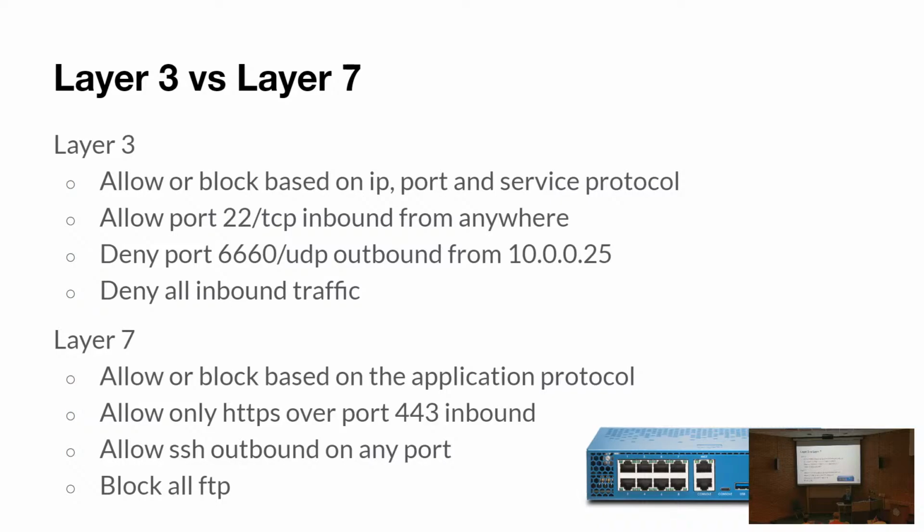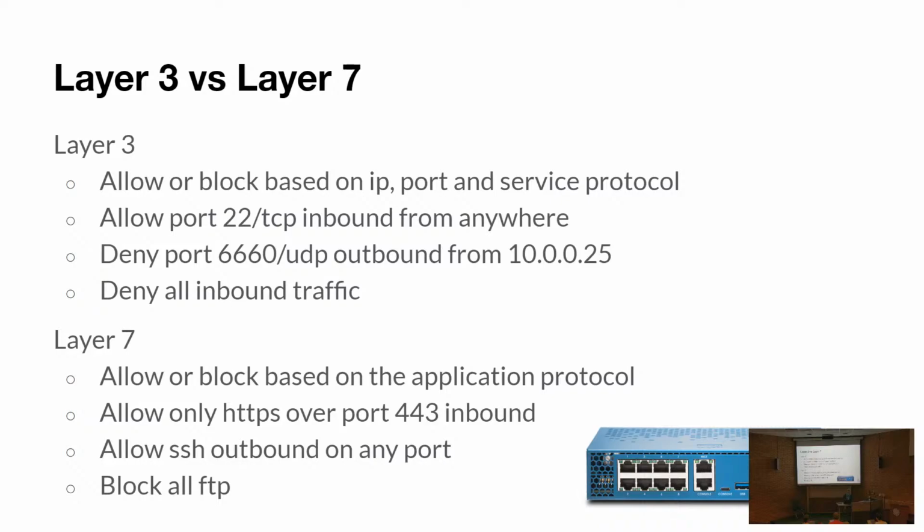But you can't really filter based on what the actual application is talking over that. So you could just have your SSH server listening over a different port or a web server listening over a different port, and a layer 3 firewall wouldn't really be able to block that. It would only be able to block the specific port.